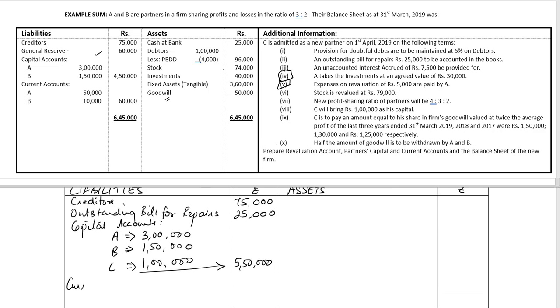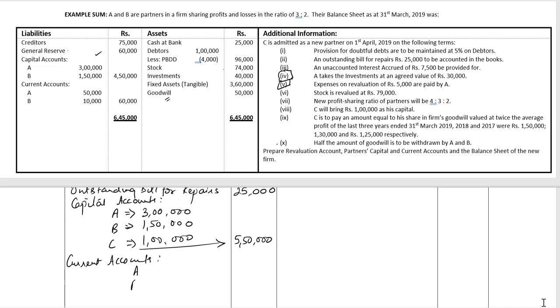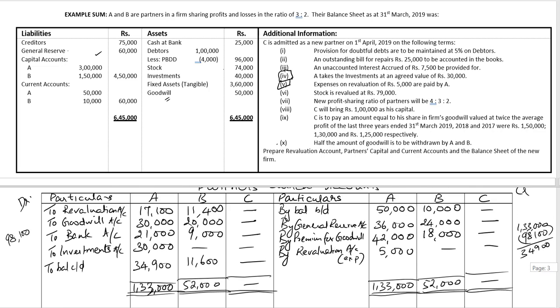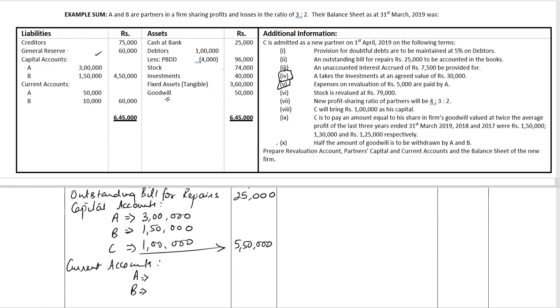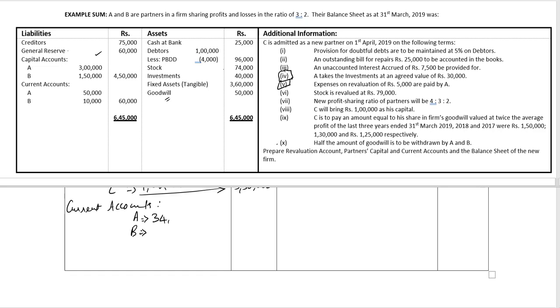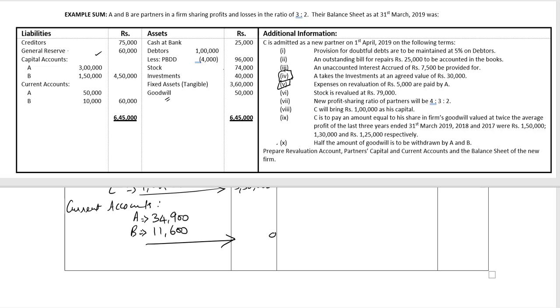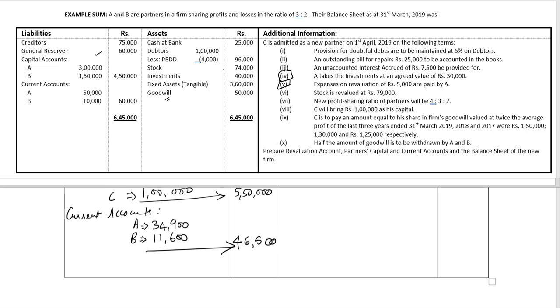We'll insert the current account balances also. Current accounts was there only for partner A and partner B. We have 34,900 rupees for partner A and 11,600 rupees for partner B. Total 46,500 is the total of the current accounts.